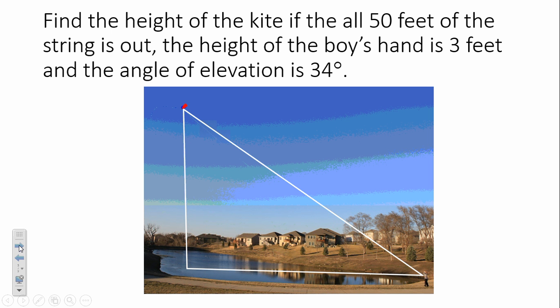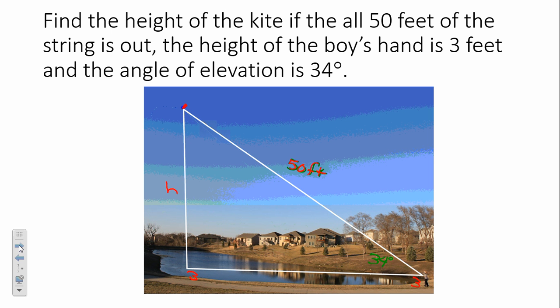Okay? Angle of elevation. What angle are we talking about? That one down here. So 34 degrees. Okay, that's not 340. Try that again. Angle of elevation is 34. The string is 50 feet. That does not show up very well. And we're trying to find the height of the kite. Okay? And he's 3 feet tall. So whatever height we get, we're going to have to add 3 feet. Or his hand was 3 feet up.